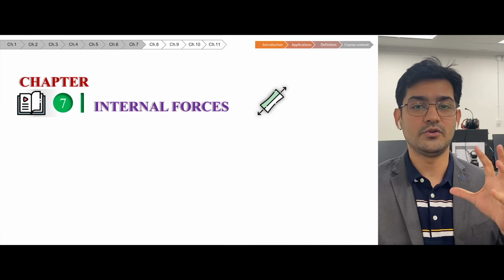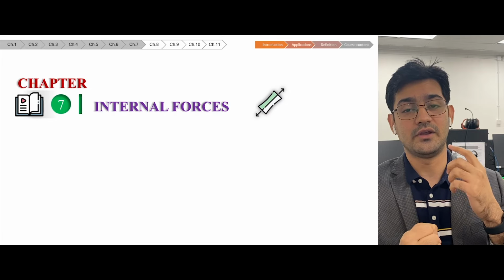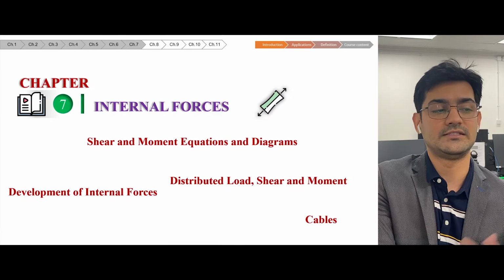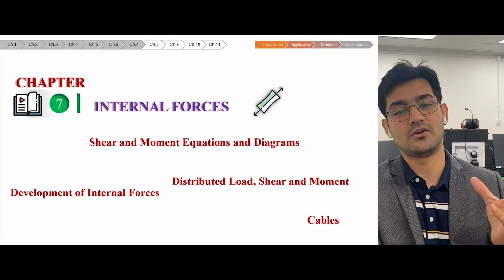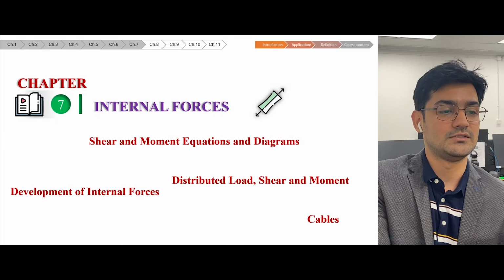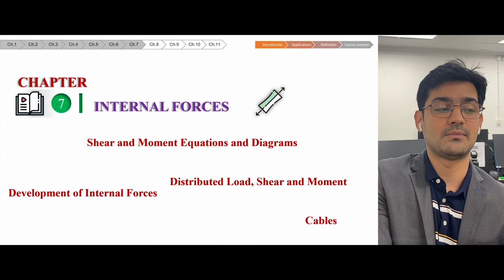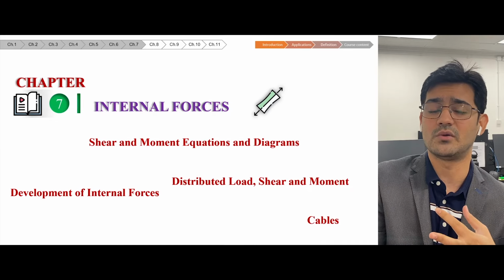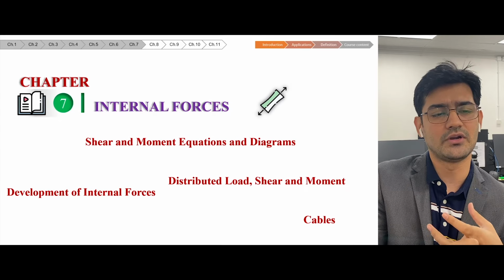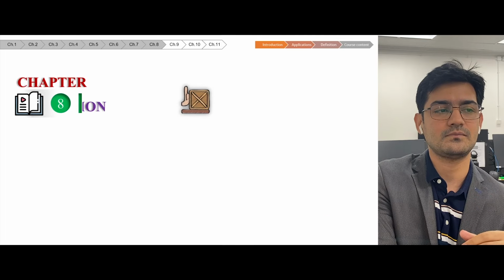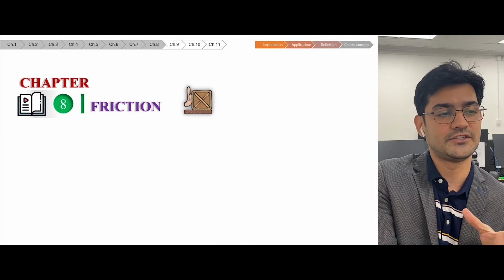Whenever you have forces on an object, you will have internal forces as well. So in this chapter, we're going to study the impact of external forces on internal forces. This chapter would include development of internal forces. We will study shear and moment equations and diagrams. We'll study distributed loads, shear and moments, and also cables. Chapter 8 will be on friction.